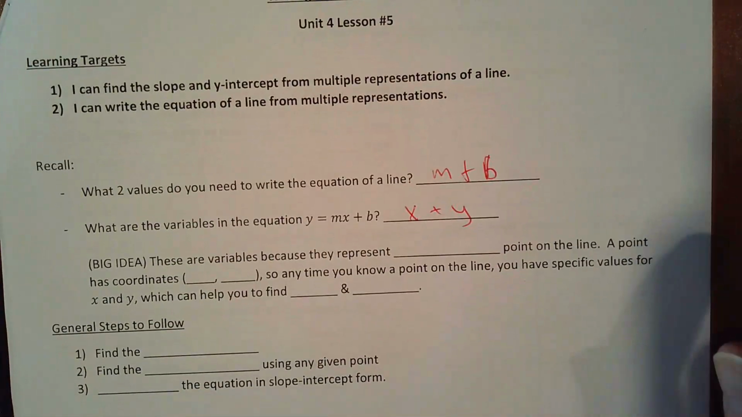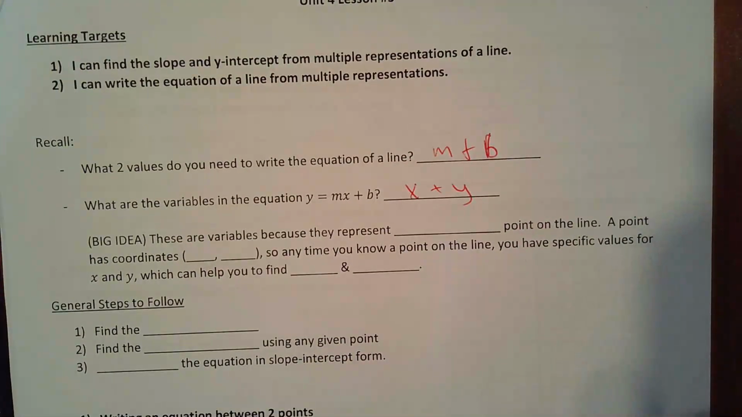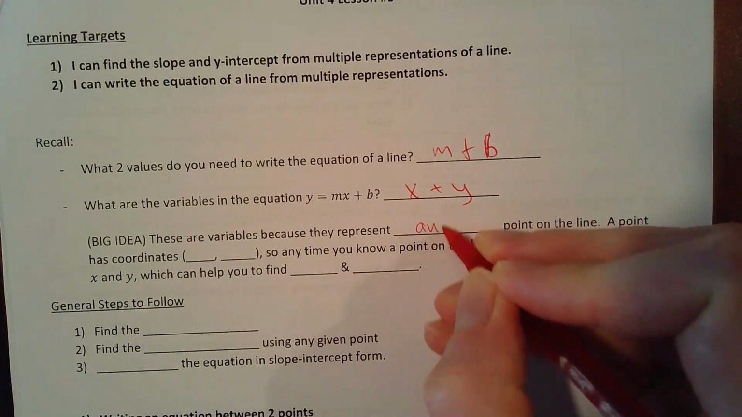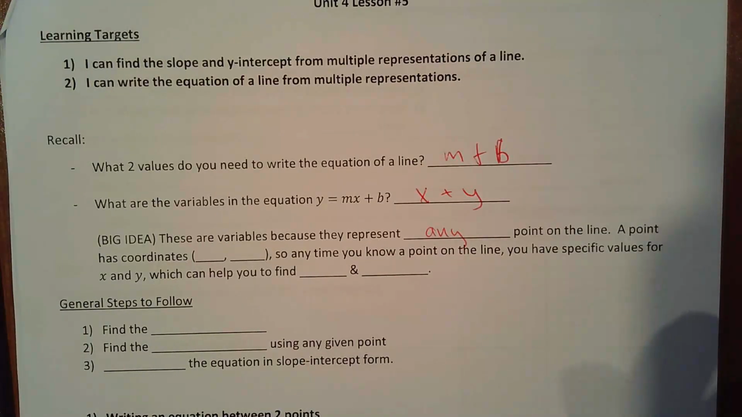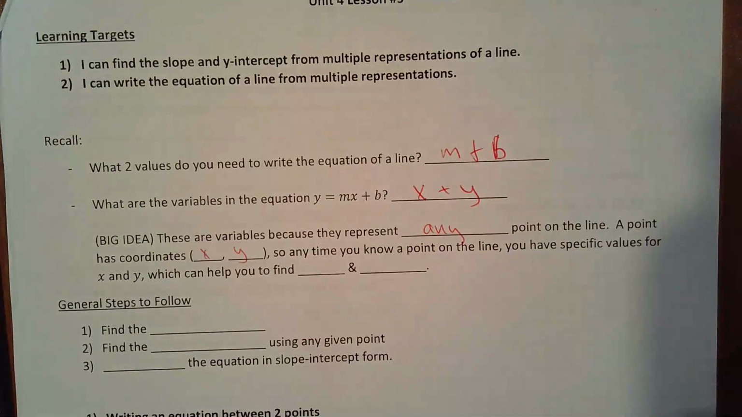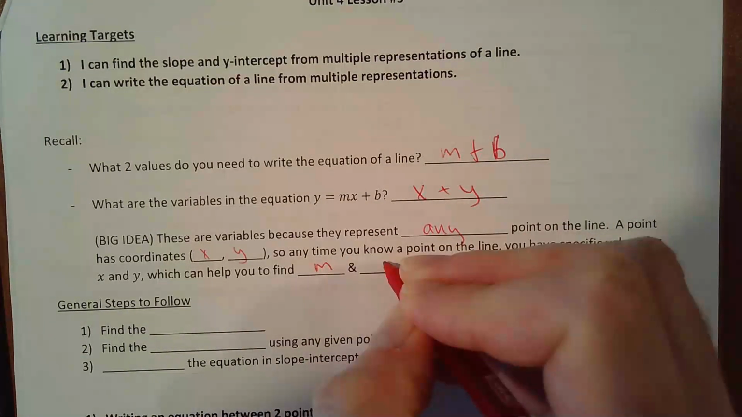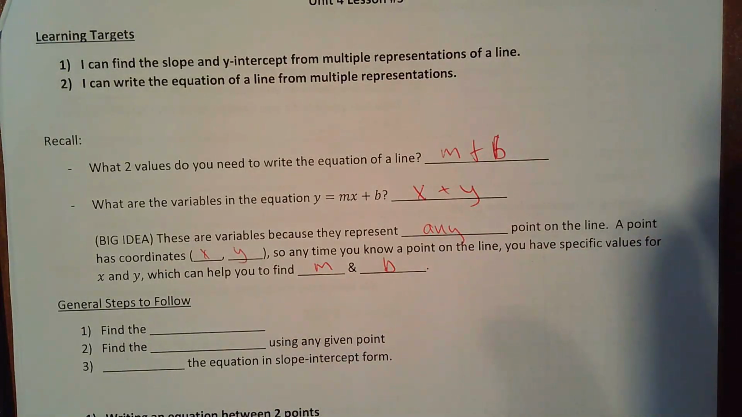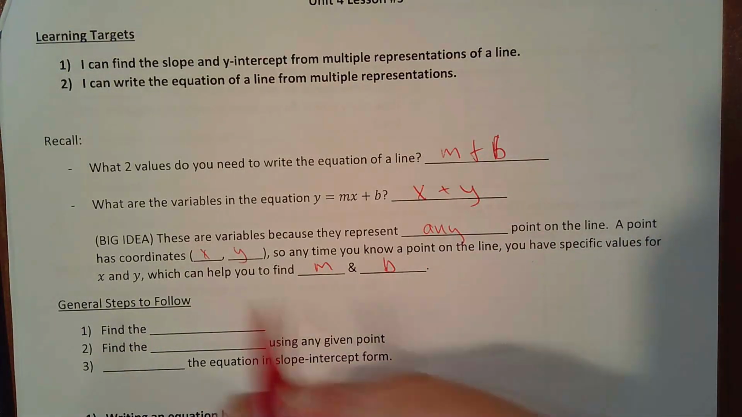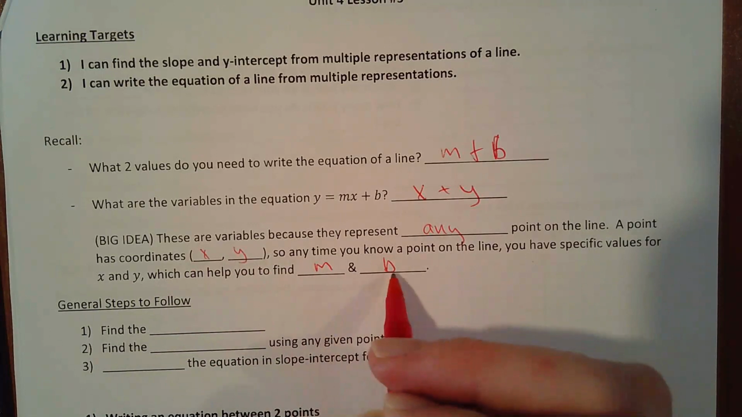Okay, so the big idea, these are variables because they represent any point in the line. A point has coordinates. Okay, so any point, there's an x coordinate and a y coordinate. So anytime you know a point on the line, you have specific values for x and y, which can help you find m and b. Okay, so when we give you information like a table or points, we're giving you the x and y. You can use those to find the m and the b.